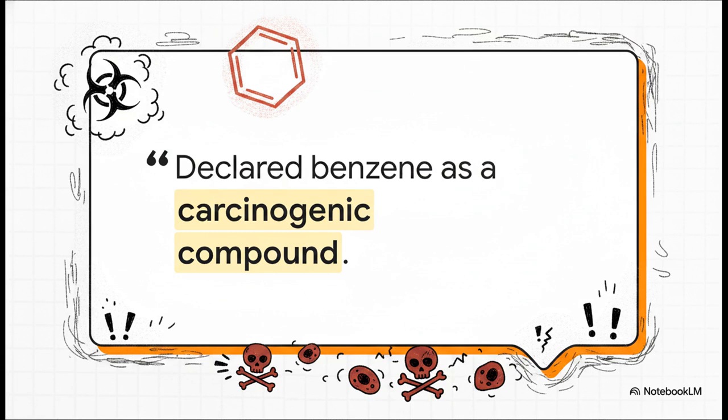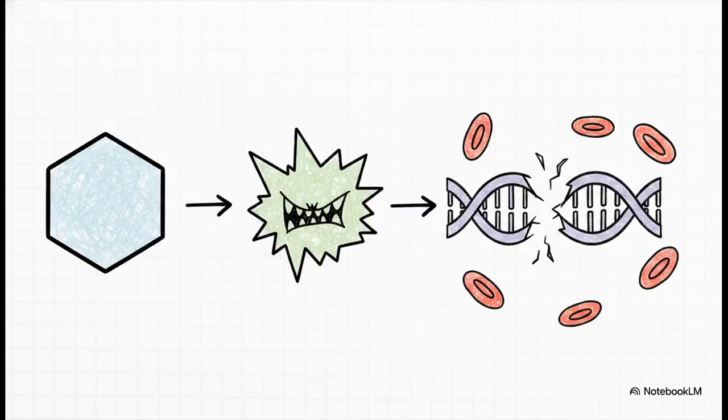Long-term exposure to this solvent is a direct, severe threat to human life. Now, what's really interesting here is the exact biological mechanism of this toxicity. And honestly, it's terrifying. When benzene gets into the human body over a long period, like a year or more, it targets the blood and bone marrow.